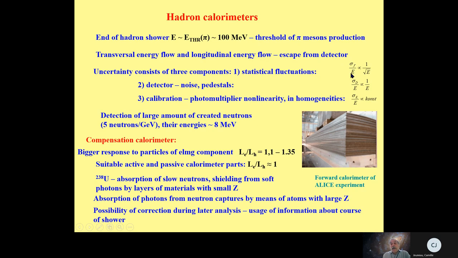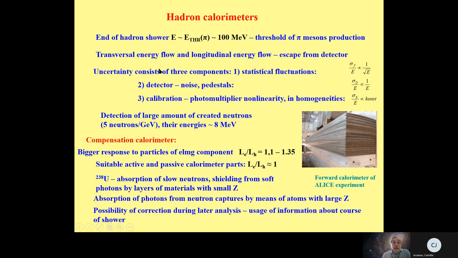That means this relative uncertainty for determination of energy by hadron calorimeters, the statistical uncertainty, is depending on the inverse of the square root of energy.